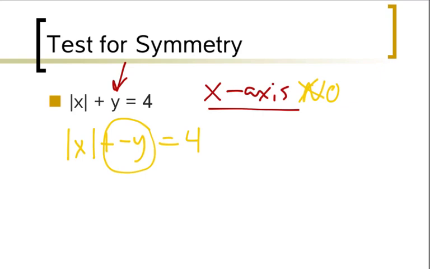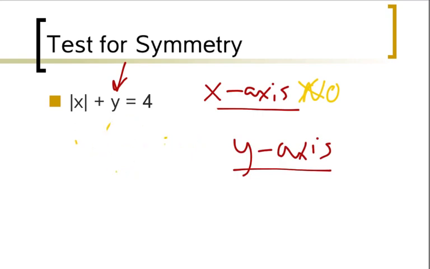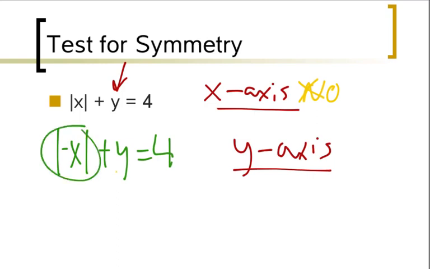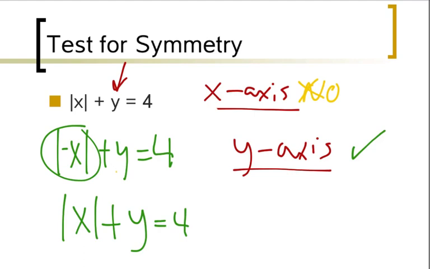So now let's check for symmetry on the y-axis. So to check for the y-axis, what I'm supposed to do is plug in a negative in for the x value. Well, if I have an absolute value of a negative x, that's going to turn into a positive x. Because if you take the absolute value of something, it makes it positive. So I'm back to absolute value of x plus y equals 4. So yes, it checks out. It has symmetry on the y-axis.